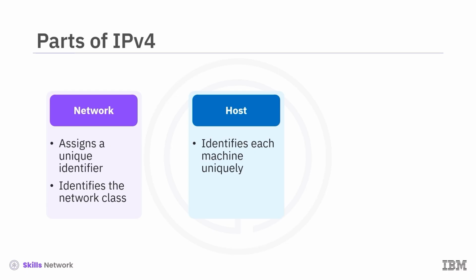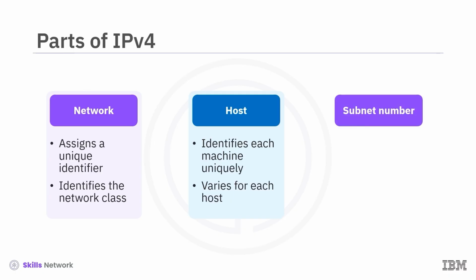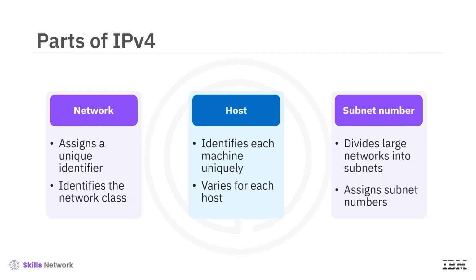While the network part remains consistent across all hosts on the network, the host part must vary. Then is the subnet number. This is an optional part of IPv4. Large local networks with numerous hosts are divided into subnets, with subnet numbers assigned accordingly. Let's discuss the schema of the IPv4 addressing.